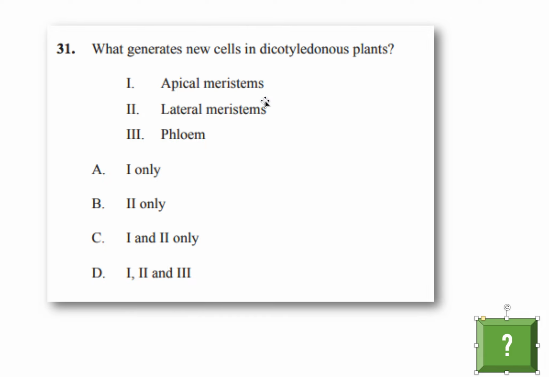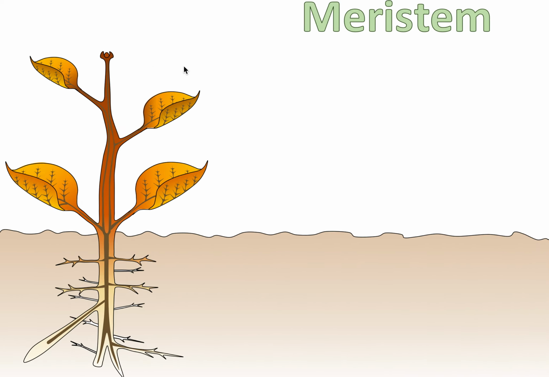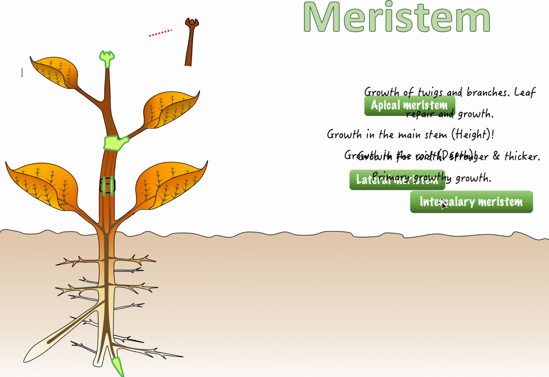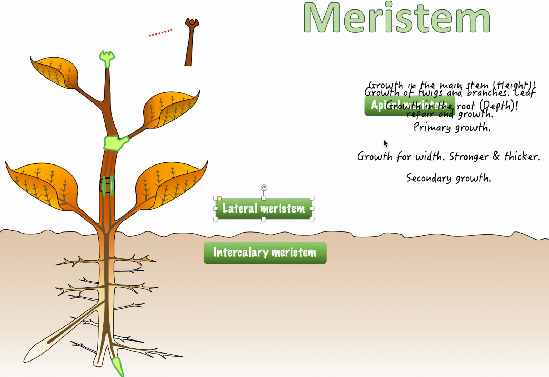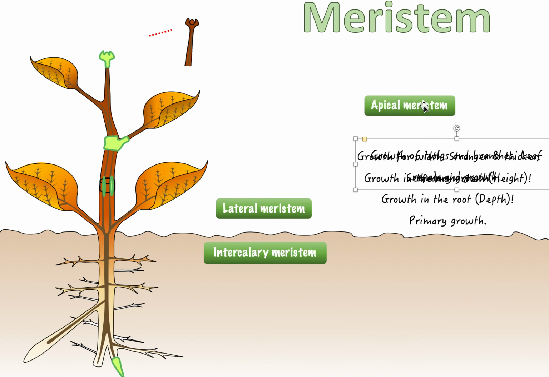Okay, so to answer this, we must know what a meristem is. So I'll refresh your memory. Here we have a plant, okay? A plant has some key areas on it called meristems, okay? One here at the top, and then they have those that are occurring here at the branches, okay? And they have some in the root, okay? And then they have some that are inside the stem, okay? We have names for these, okay? Intercalary, lateral, and last one there, apical.